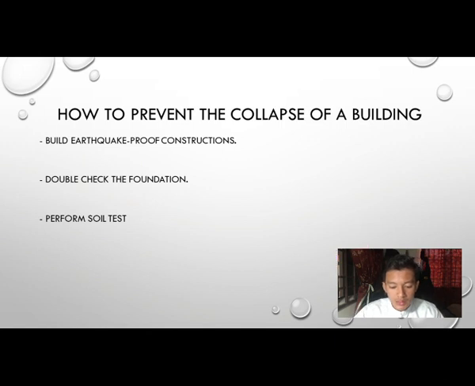So last but not least, on how to prevent the collapse of a building. Number one is we should build earthquake-proof construction. The next one is double check the foundation, and the last one is perform soil test.